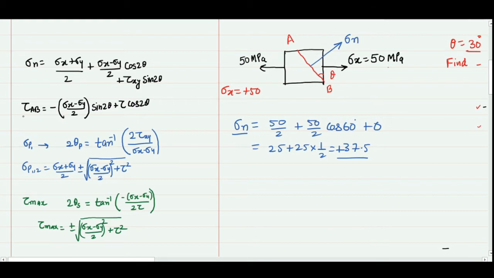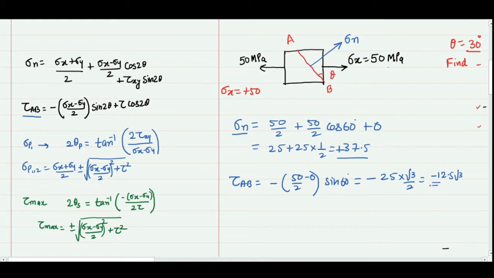Let's try to find the shear stress on this plane AB. So I will put values in this formula. So shear stress on AB will be minus 50 minus 0 by 2, and it will be sine 60°. So I will get my shear stress as minus 25 into root 3 by 2. So it will be minus 12.5 root 3.